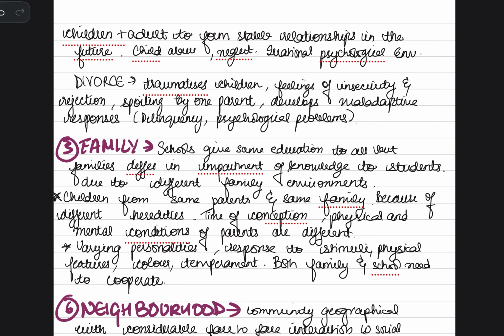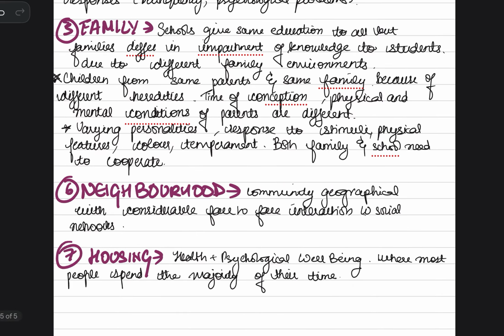Then when there's a co-parenting situation after the divorce, sometimes one of the parents spoils the children, who can then have maladaptive responses to the separation, to the trauma, to the frustration, to the hurt and the confusion that they go through, which leads to psychological problems, mischievous behavior, delinquency. So, family and school, their role, is the next one.